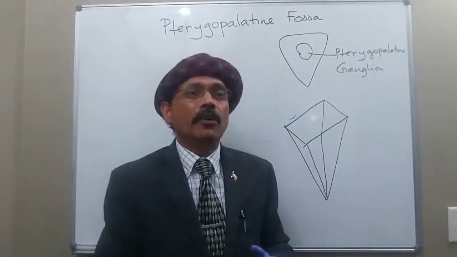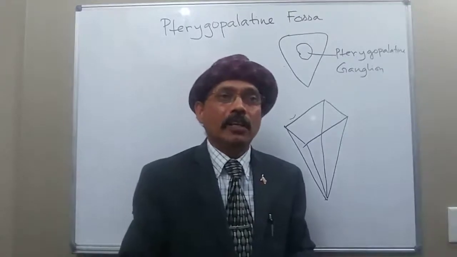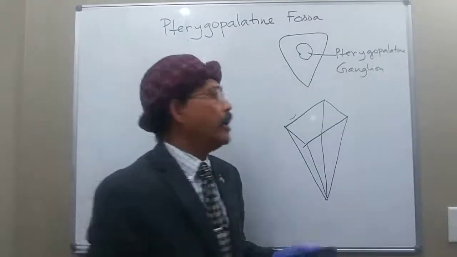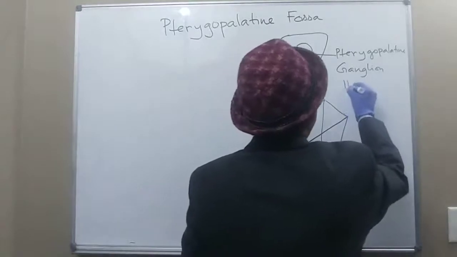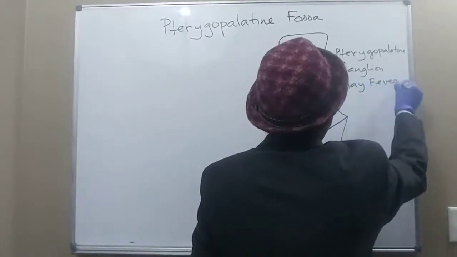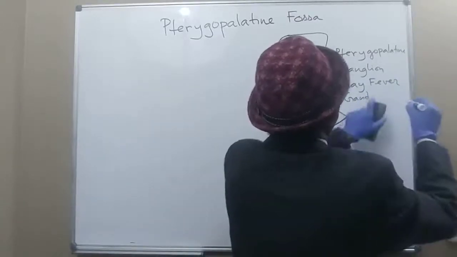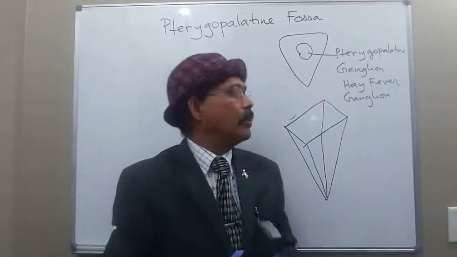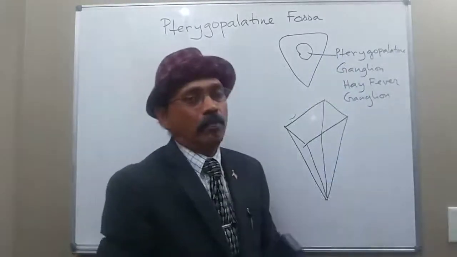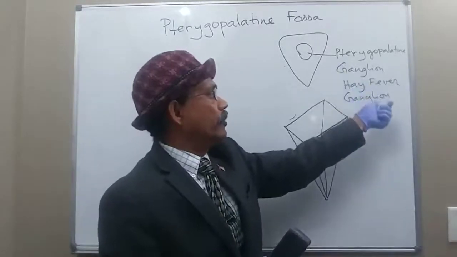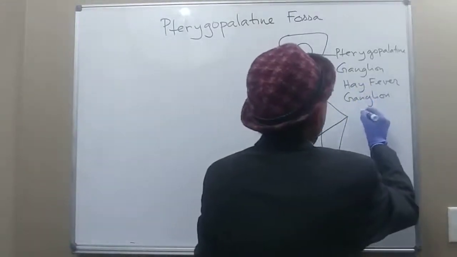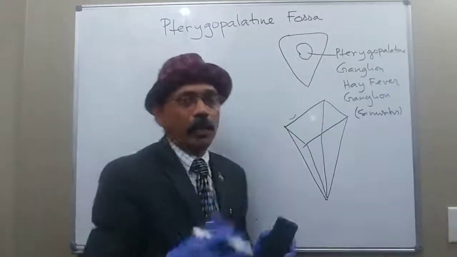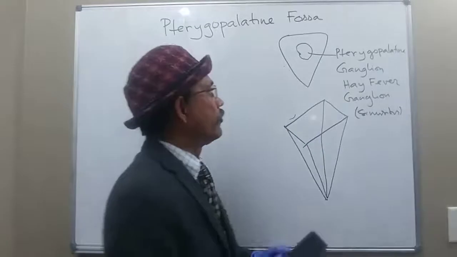It provides secretomotor fibers to the glands of the nasal cavity, palate, pharynx, and lacrimal gland. It is also called the hay fever ganglion, because of the allergic reaction and sinusitis associated with over secretion by parasympathetic stimulation. So there will be sinusitis, and that's why it is called the hay fever ganglion, because it is associated with sinusitis and allergy to hay fever or allergic pollens, I mean the environmental pollens. But we will not go there.